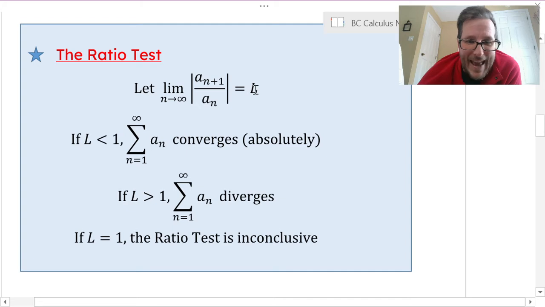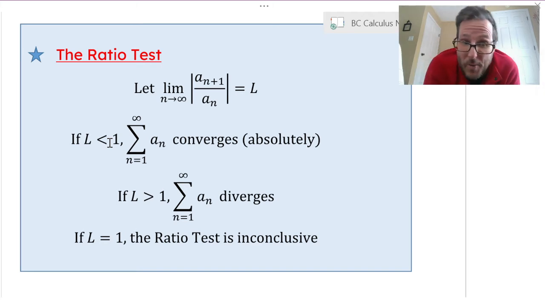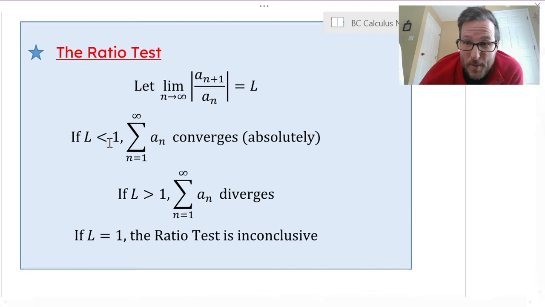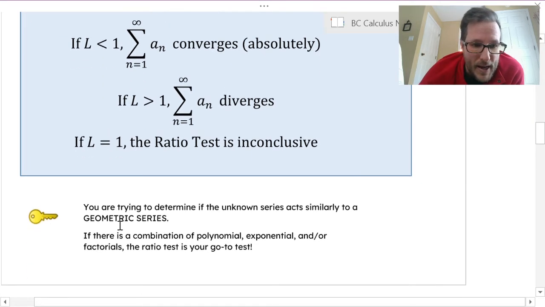If that goes to L, if L is less than 1, the series converges, and it does so absolutely. We talked about that last lesson. If L is greater than 1, so if this ratio is greater than 1, then it's a slam dunk. The series diverges. And if the limit is equal to 1, the ratio test doesn't tell you anything. The ratio test is inconclusive. Okay? So let's show you a few examples and we'll be on our merry way.